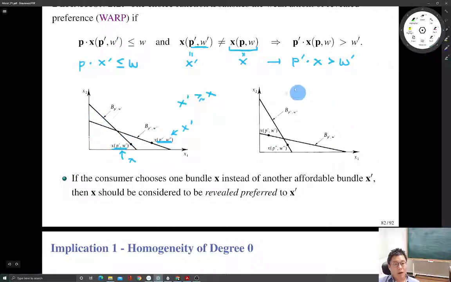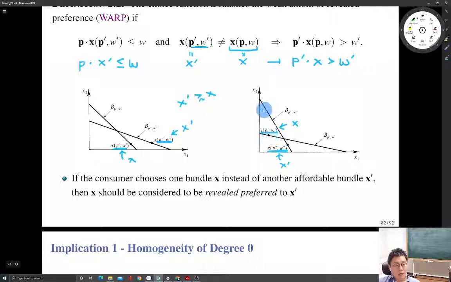But in the second figure, we still have two budget sets, this one and this one. In either budget set, two bundles are affordable. With this budget set, we observe that the consumer chooses this one, so let me call this x prime. And under this budget set, we observe the consumer chooses this bundle x.